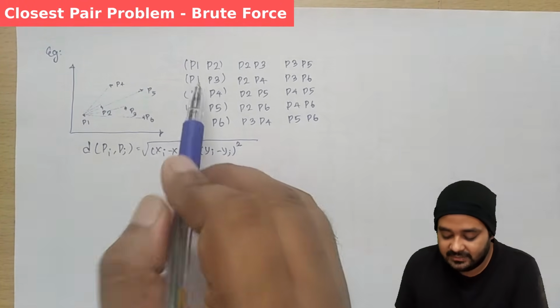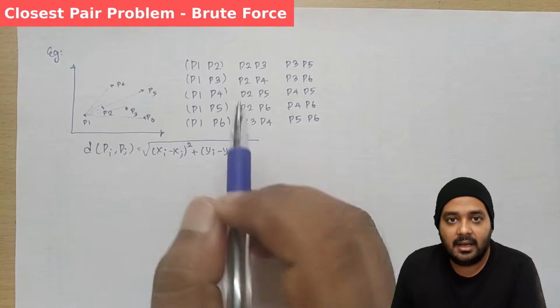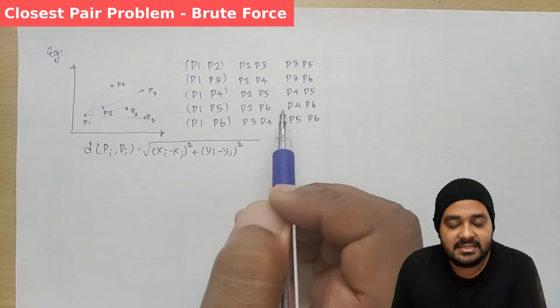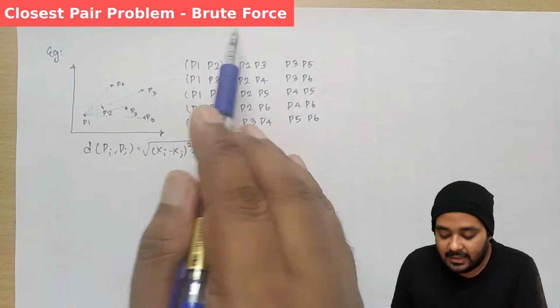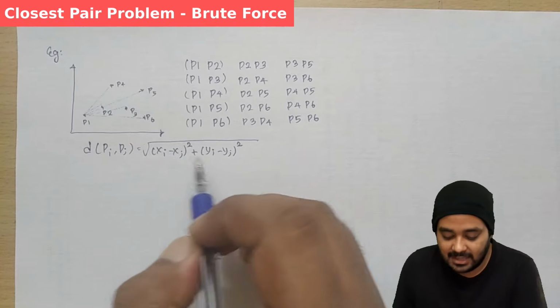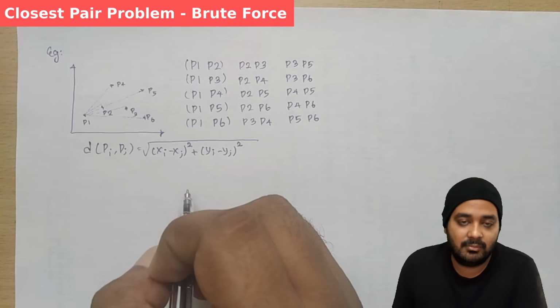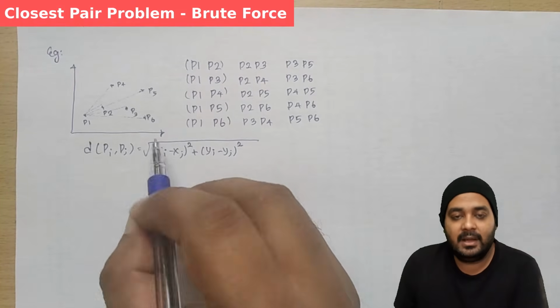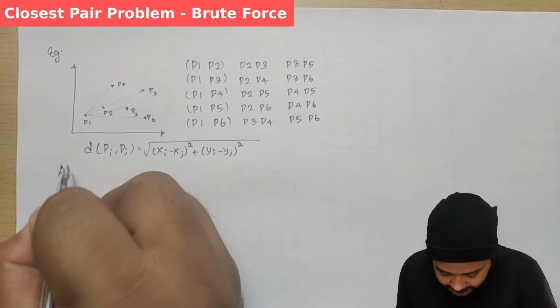We have to identify the distance between all these points, and whichever pair has the least distance, we mention it as our closest pair. So this is how the closest pair problem is identified with the help of the brute force technique. What we are going to do right now is look at the algorithm part of it.